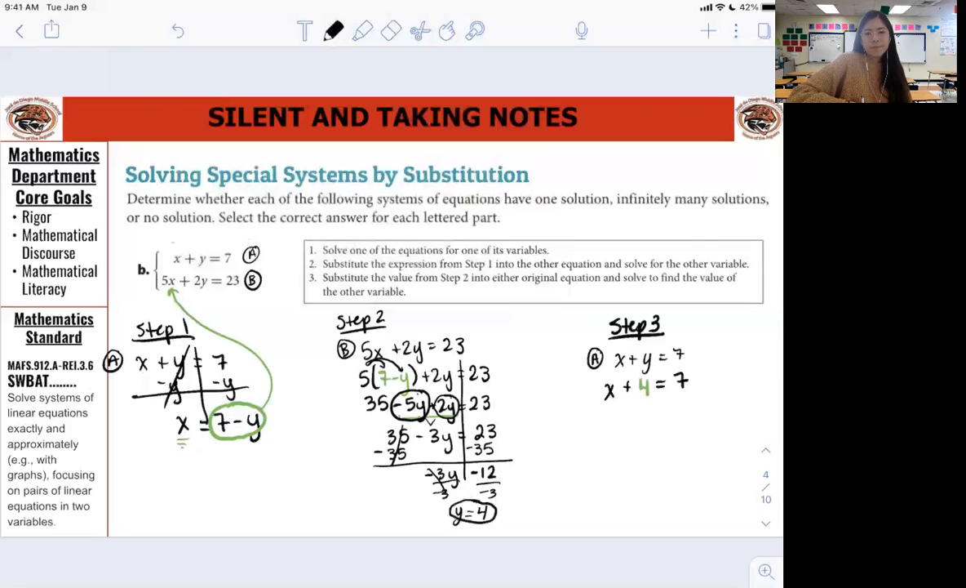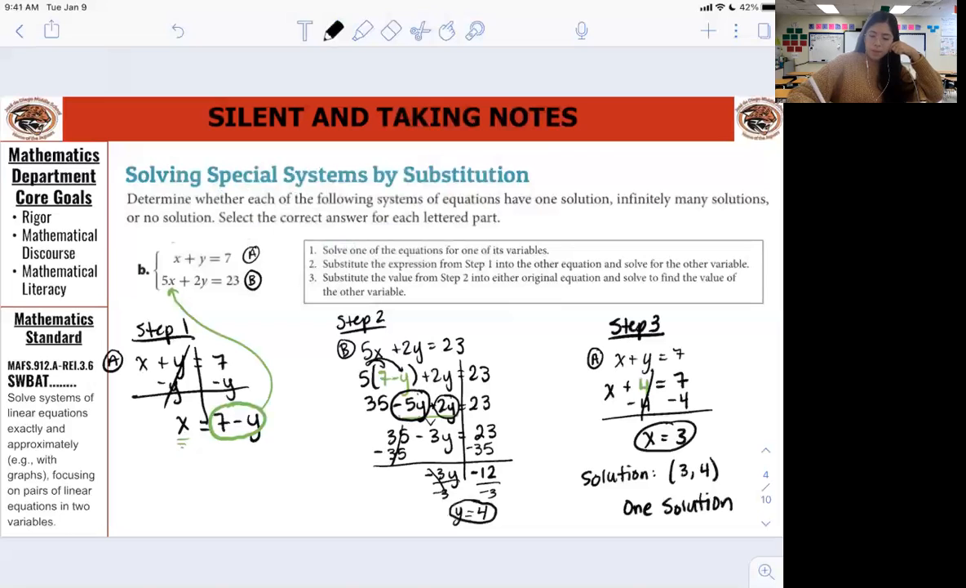Careful, it's not 11 because we're going to subtract. We're going to take away 4 from both sides. So it's the opposite way. Yeah, 3. And there's our answer. The solution is 3, 4. So this is an example where it's one solution, because that's our answer. One solution.